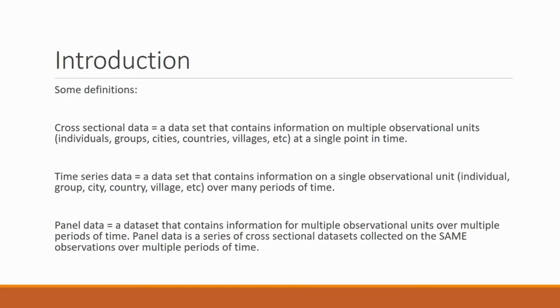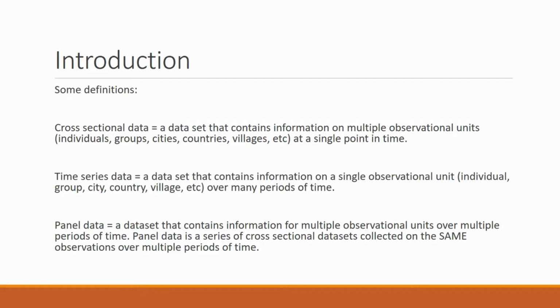Time series data is a data set that contains information on a single observational unit, it could be a person or a country or a village, over many periods of time. So instead of multiple people at one period of time, time series data does one person at multiple periods of time.